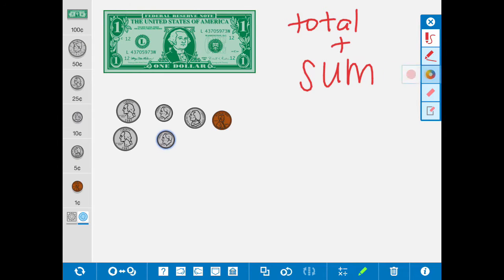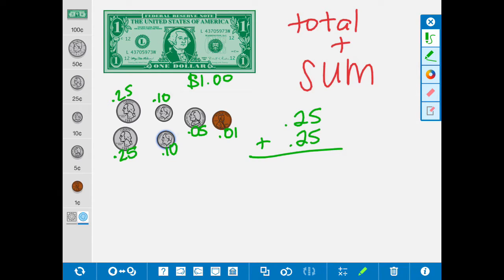The first thing I can do is label the value of each item. So I know my dollar is worth 1. Each quarter is worth 25 cents. Each dime is worth 10. A nickel's worth 5 and a penny is worth 1. So now I'm going to make an addition problem. I have 25 cents plus 25 cents. Well, 5 plus 5 is 10. Put my 0 down below, carry my 1, 2, 4, 5, and then you bring your decimal point straight down.